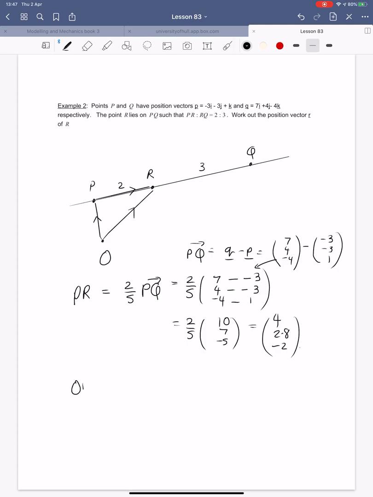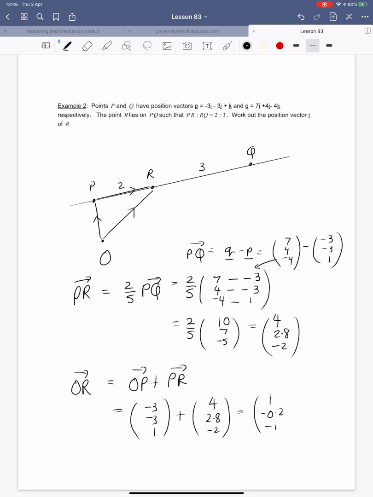Okay, we actually want O to R, so that's going to be O to P plus P to R. O to P is minus 3, 1. P to R is 4, 2.8, minus 2. So 1, minus 0.2, minus 1. Okay, that's that one there. Just check the answer there. Yep, got the same answer there.